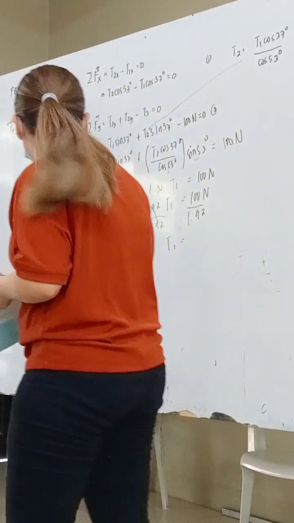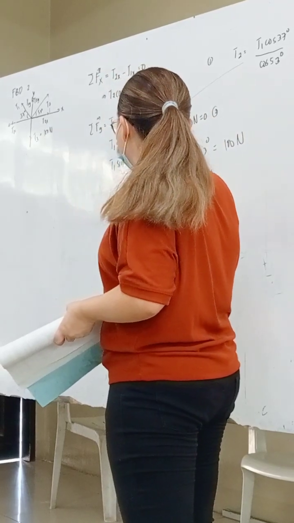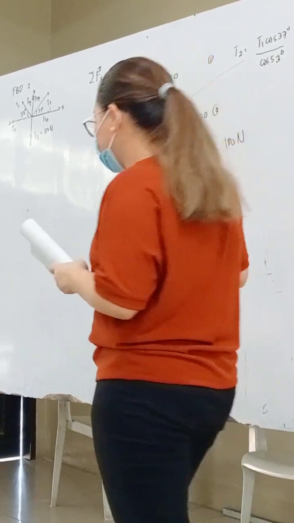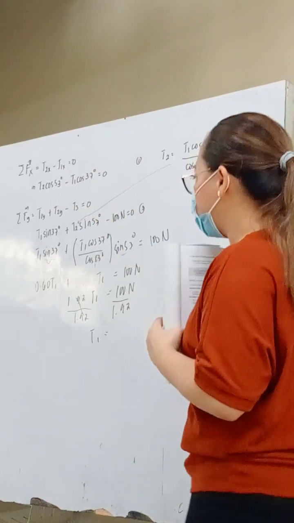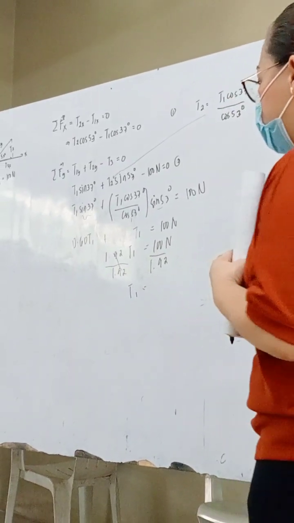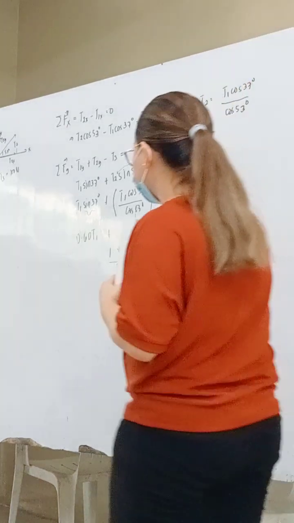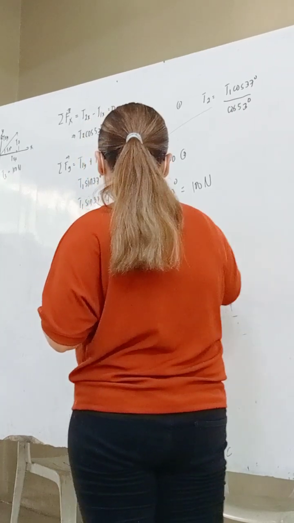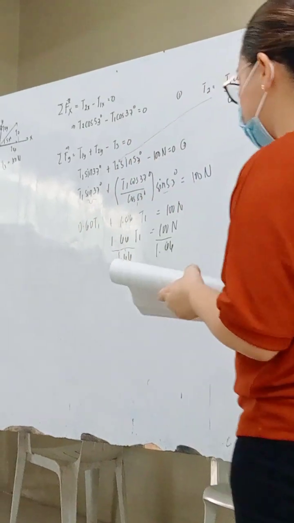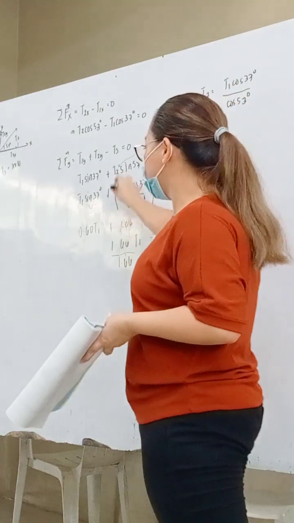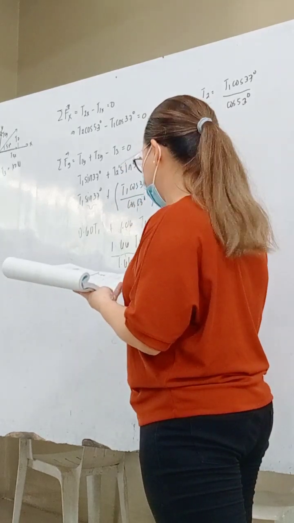Times sine of 53, times the value. So it is 1.66, not 1.92. Then 100 divided by 1.66 gives 60.24. So the earlier value was wrong. Okay, so T1 is 60.24.